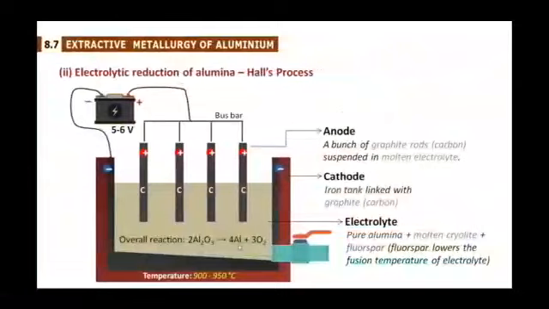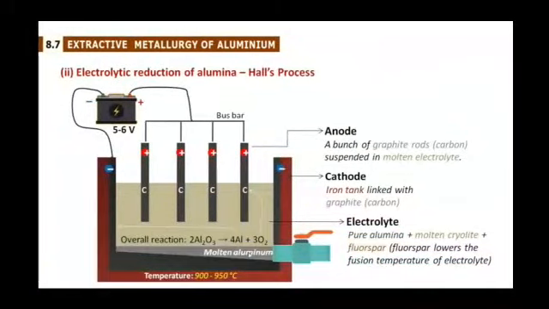By passing current and maintaining the temperature, the alumina present in the electrolytic solution will get separated as aluminium and oxygen. Aluminium will move towards the iron tank and get deposited in the iron tank. As we are maintaining 900 to 950 degrees temperature, the deposited aluminium will melt and flow out through a wall as molten aluminium.